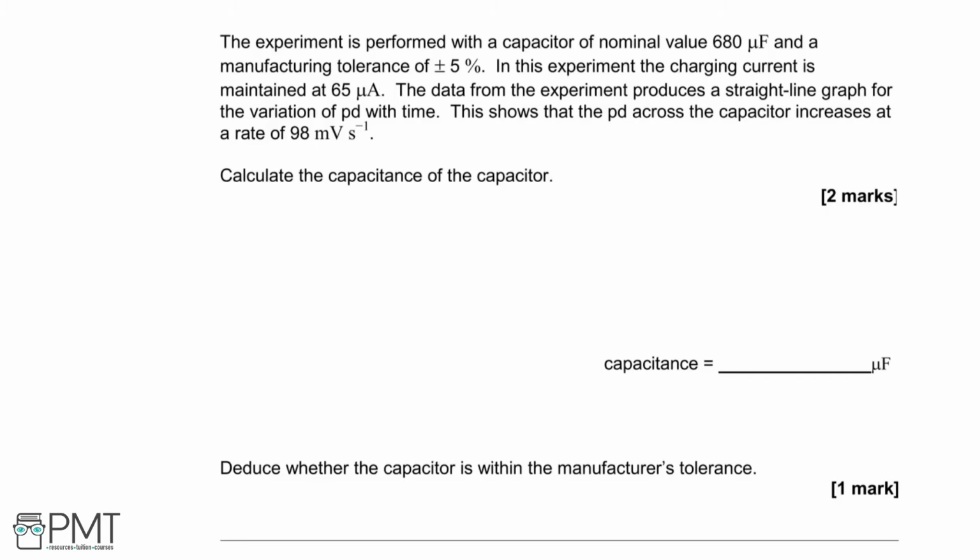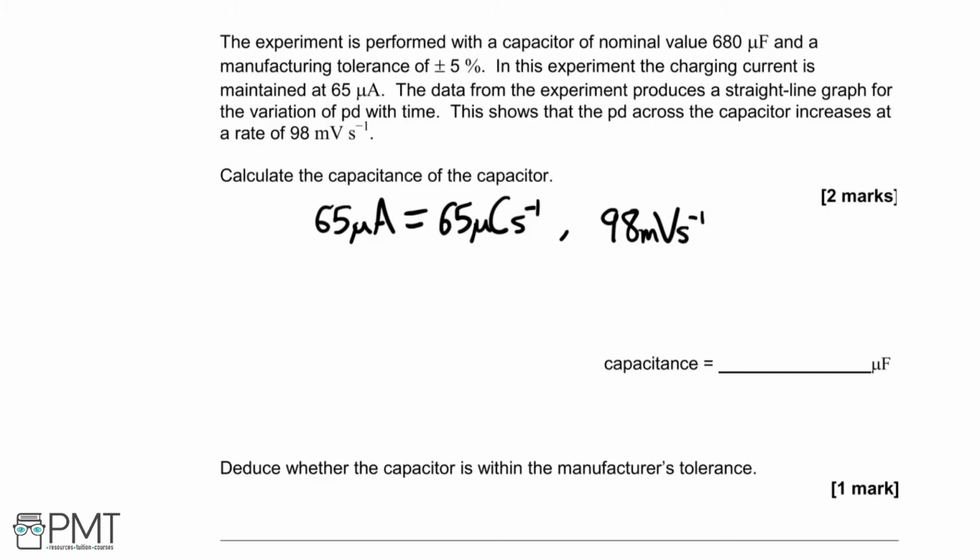So the first thing to note is that actually this 65 microamps is going to be 65 microcoulombs per second. Remember, an amp is a coulomb of charge per second. So let's write that down first of all. We've also got 98 millivolts per second.